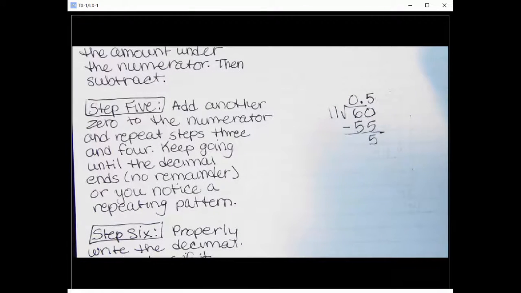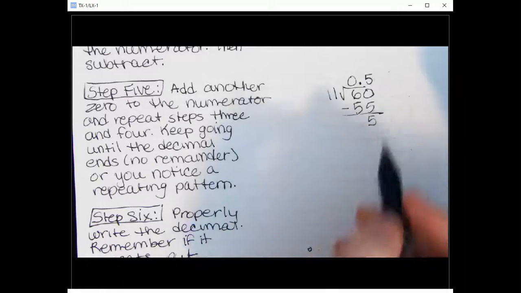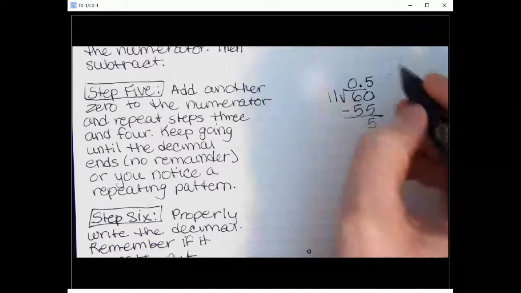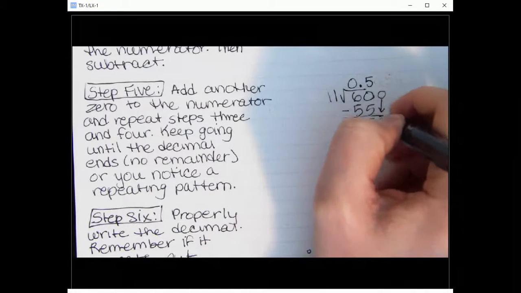Okay, so maybe you're able to stop right here, but in my example, I can't. It says add another 0 to the numerator and repeat steps 3 and 4. Keep going until the decimal ends, or there is no remainder, or you notice a repeating pattern. Let's look at what my example gives me. I have a remainder still. I can't have that remainder. So what I'm going to do is add that 0 at the end and bring it down.